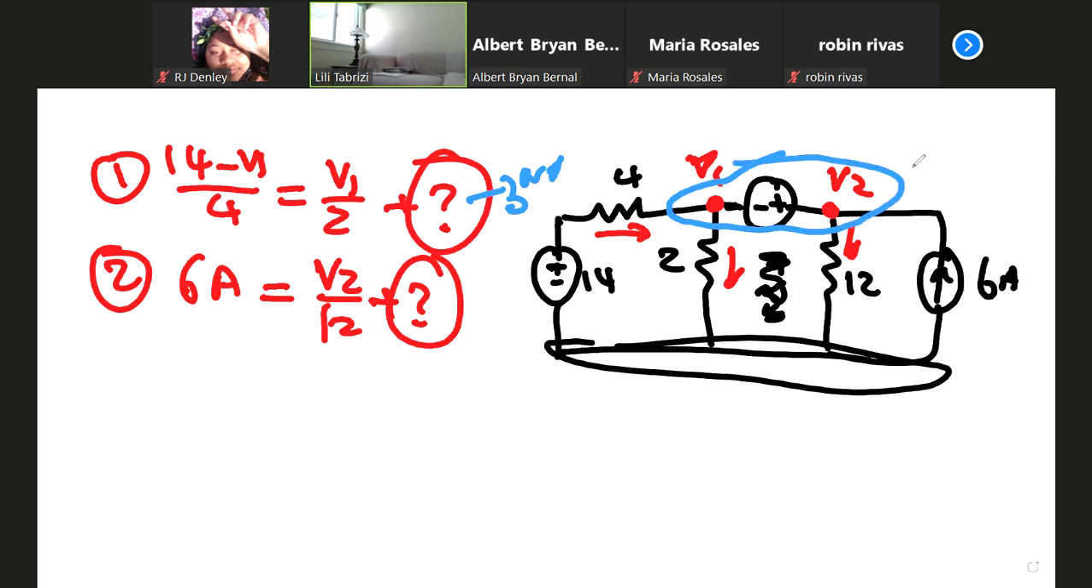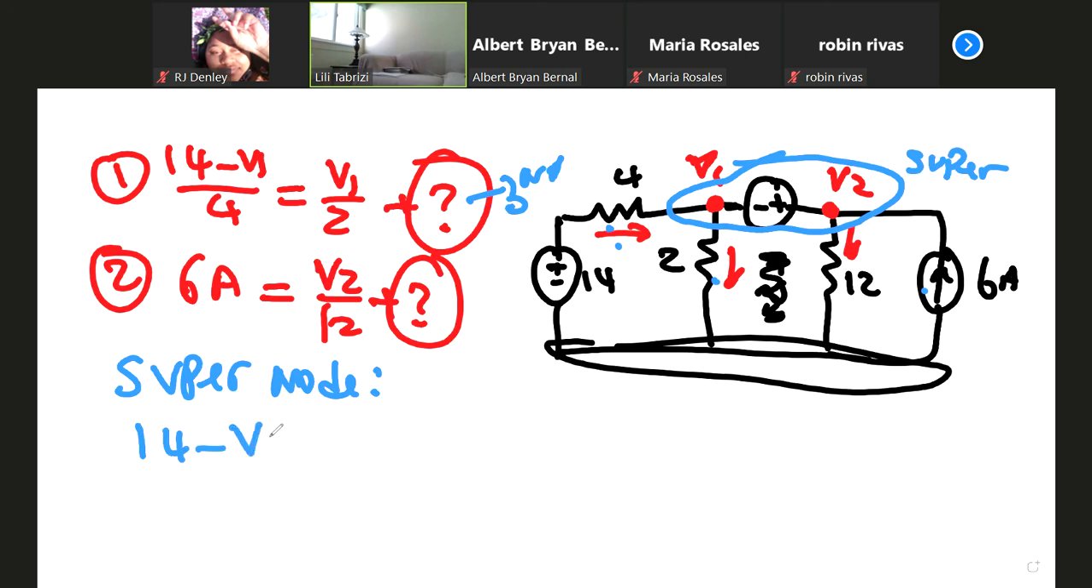So this is your supernode. So write KCL for the supernode. Now, this supernode, you don't see the inside. From outside, you have 1, 2, 3, 4 connected. How many entries? 2 entries.